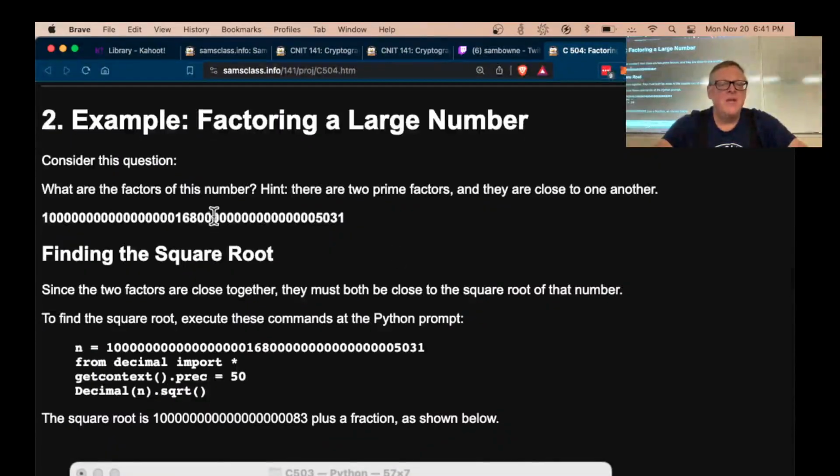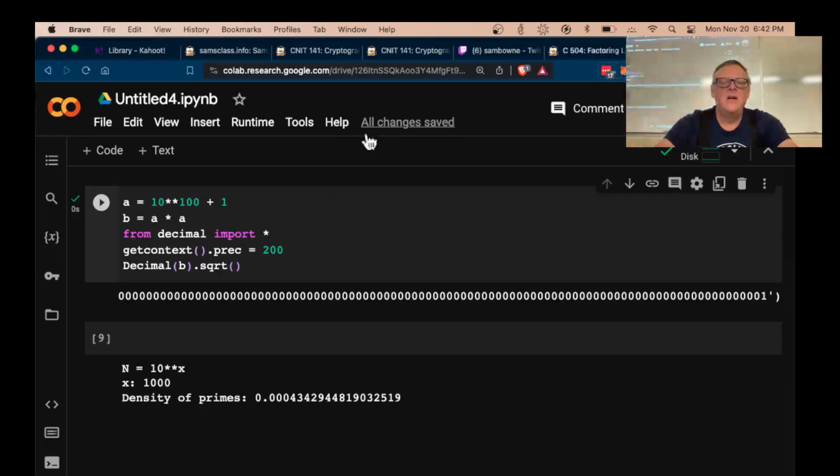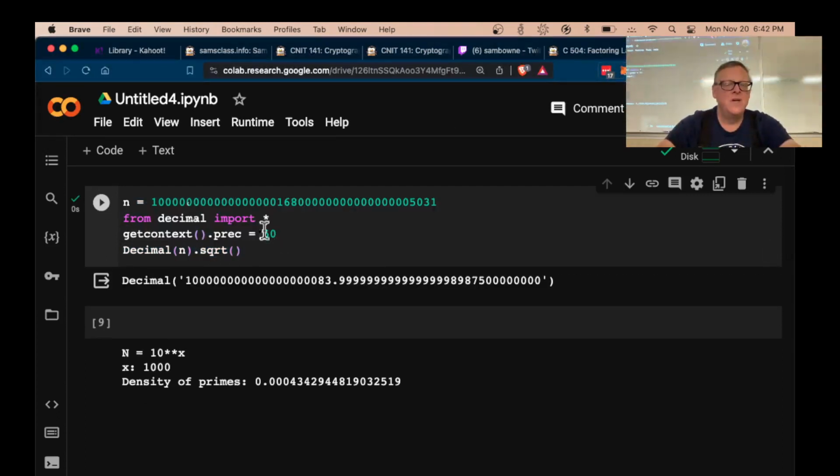Now, if I want to find the factors of this number, we're going to do it. You can tell this is a number where the two factors are similar. It has this pattern of a lot of zeros and a little bit in the middle. So what I'm going to do is find the square root of that number. By using decimal and high precision, I can get it with reasonable precision. That's where you want to start looking. The square root is 1, a bunch of zeros, and then 83 or 84.